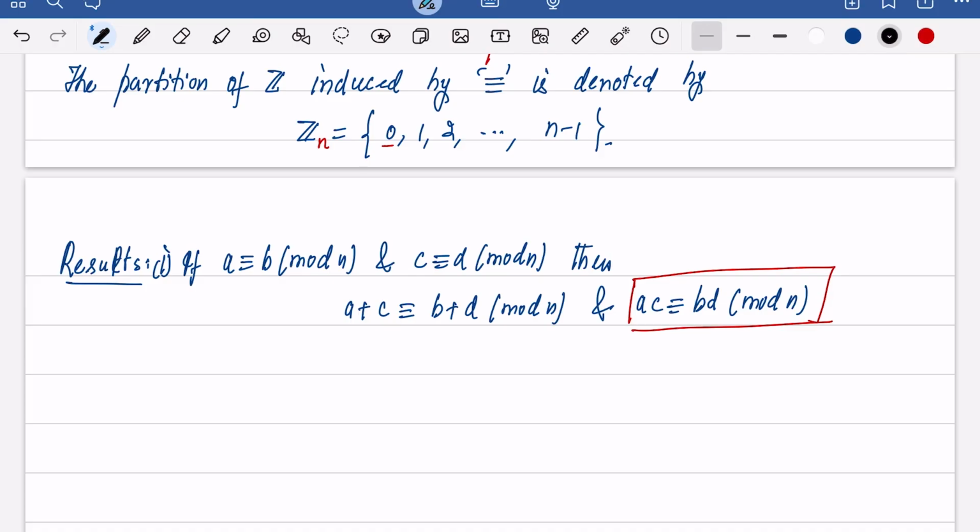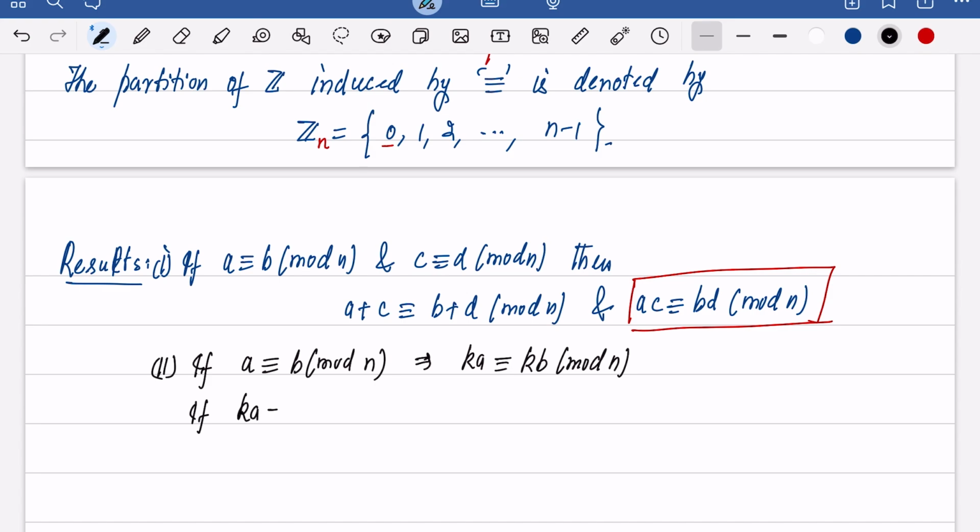And similarly, the second result we want to mention here is: if A is congruent to B mod n, then the previous result implies K into A is congruent to K into B modulo n. That's trivial from AC congruent to BD mod n, where we take C and D both equal to K. But what we want to mention here is that if KA is congruent to KB modulo n, then A is congruent to B modulo n divided by GCD of n comma k. So that is important here. We cannot divide the congruences by k unless k and n are relatively prime.